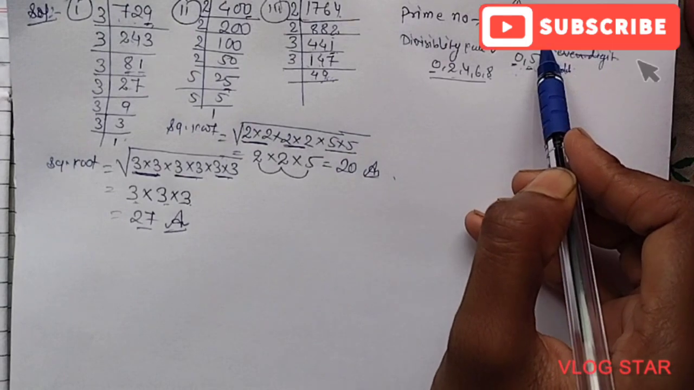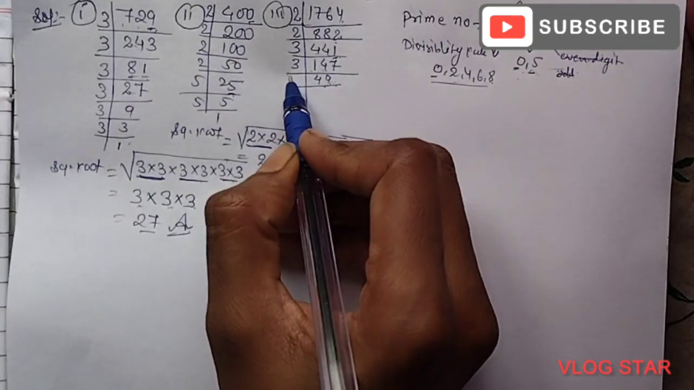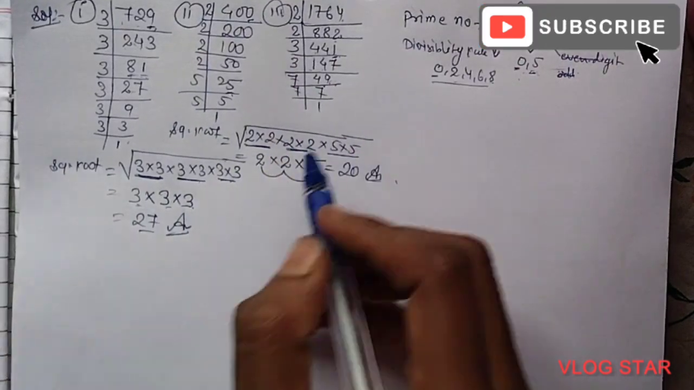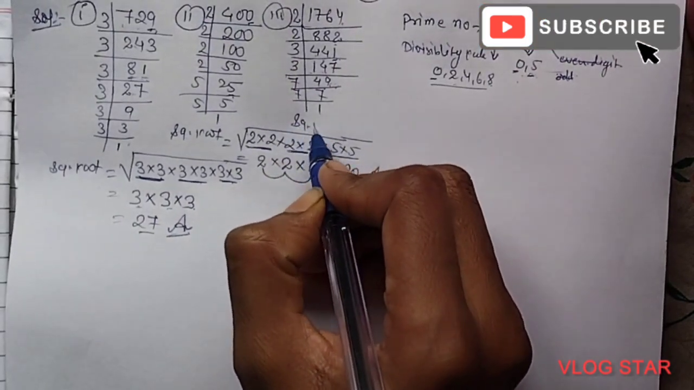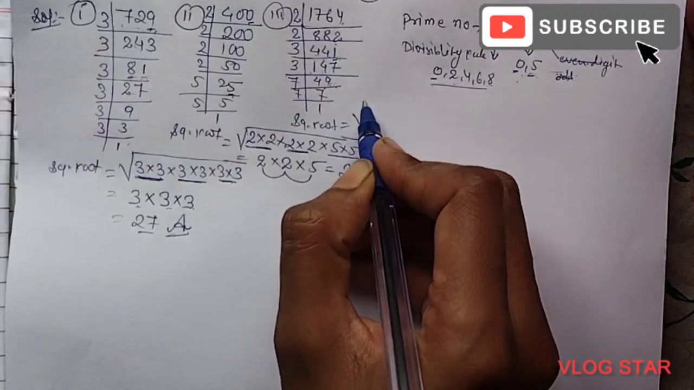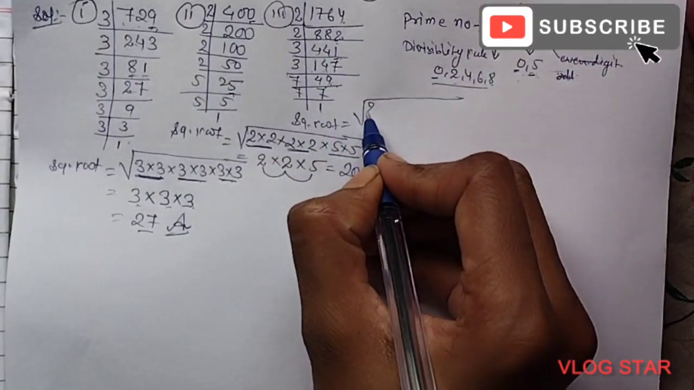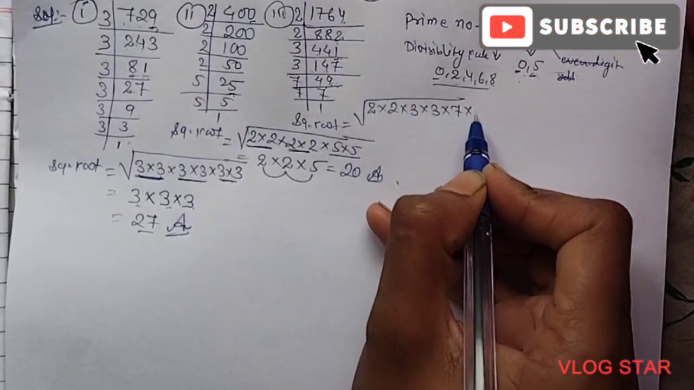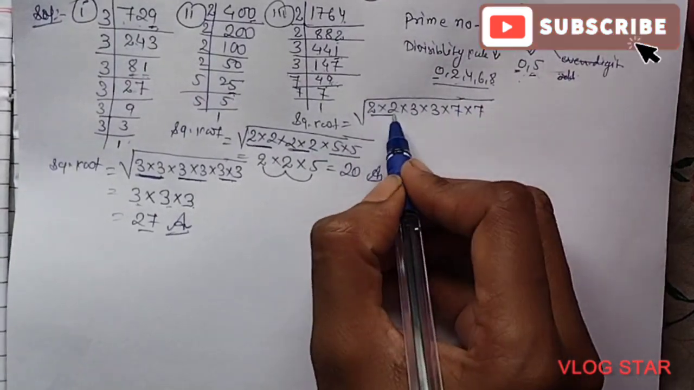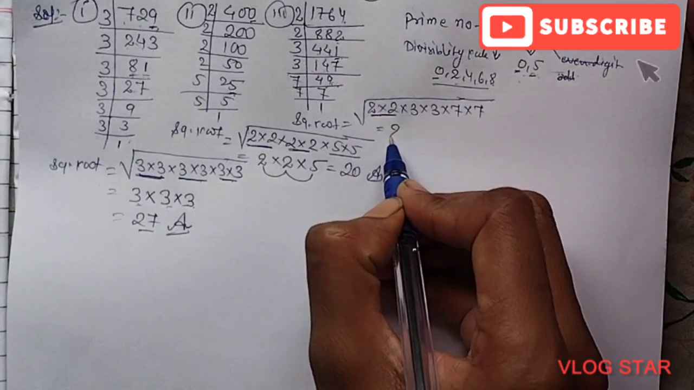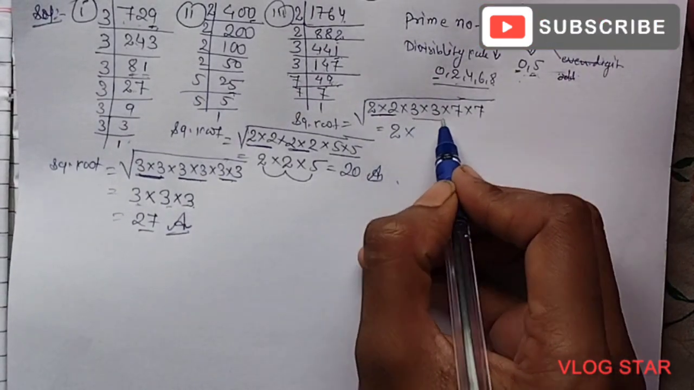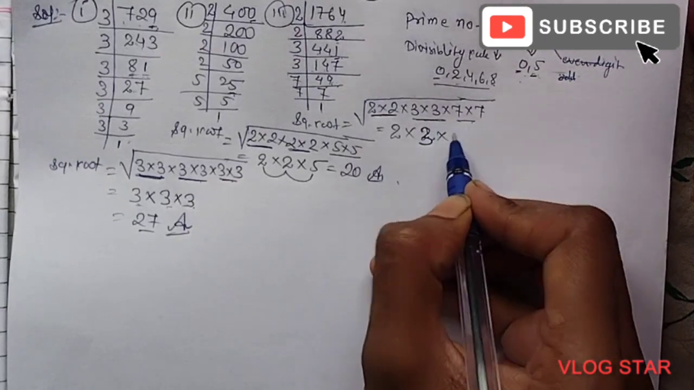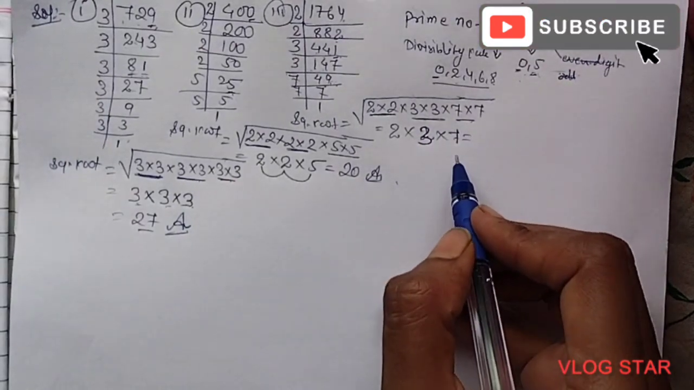Next we will check for 7. So 7 7s are 49, 7 1s are 7. Now what will the square root be? Under the root, write all these numbers: 2 into 2 into 3 into 3 into 7 into 7. So there is a pair of 2, so one 2 will come outside. Pair of 3, so one 3 will come outside. Pair of 7, so one 7 will come out.